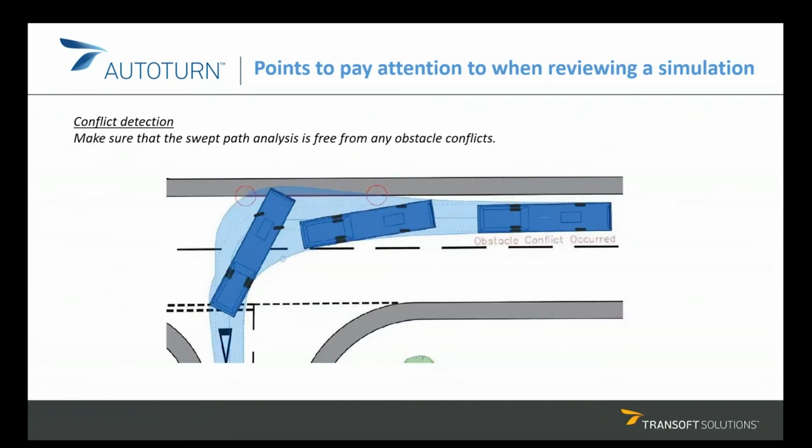Conflict detection. So AutoTURN displays warning messages if it detects any conflict in the path of the vehicle. The geometry that has to be tested is to be added as an obstacle layer in order for the software to detect the conflict. In this case, the curb would be the obstacle, and if the vehicle encroaches onto the curb at any point, the software displays the warning message.